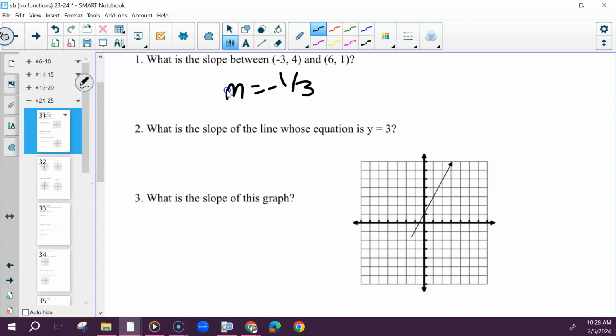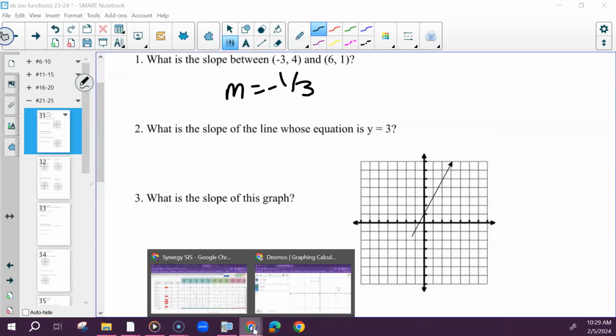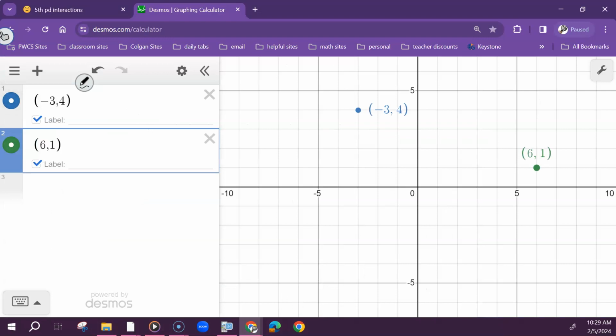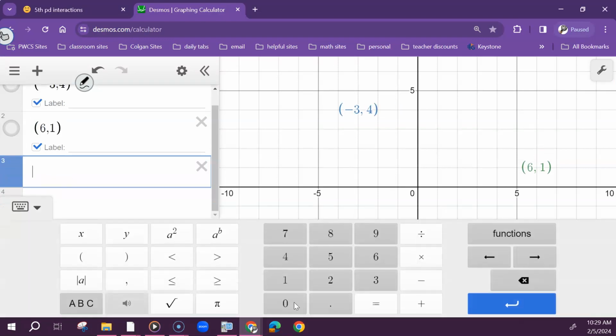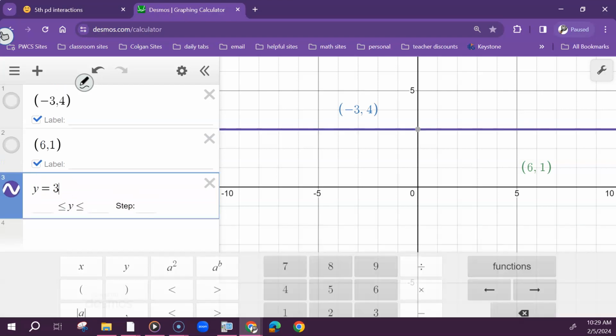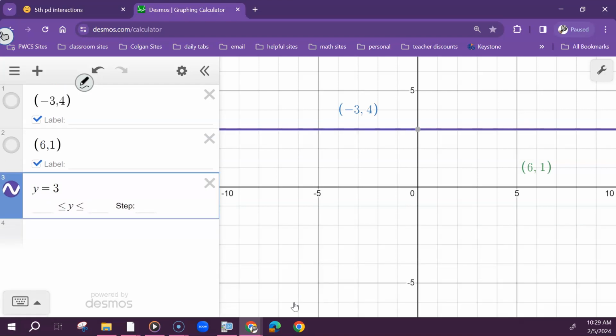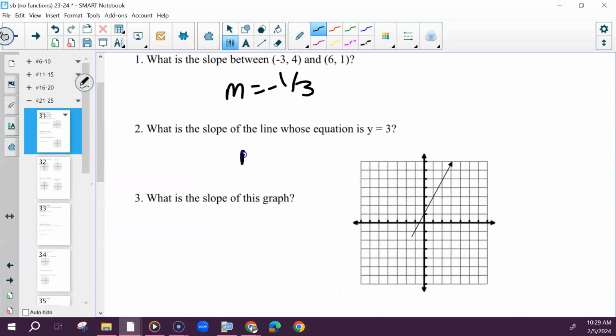Again, if you did that in Desmos, you could say "did in Desmos," and that would be your work. Number 2 could be done in Desmos if you type in the equation y equals 3. I can see that this is a horizontal line. I don't have any rise, but I have a run, so that would be 0 over something, which would make it just 0. You didn't need work for this. If you knew horizontal lines have 0 slopes, you would just put equals 0.